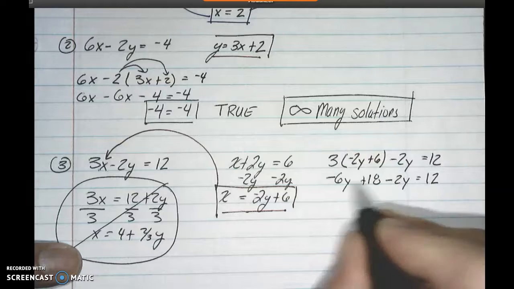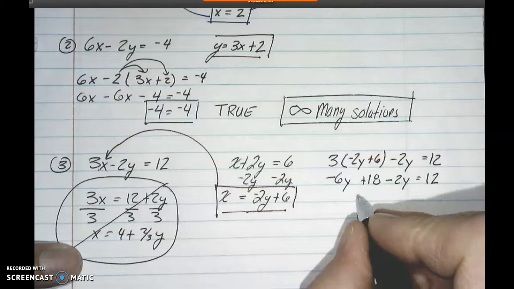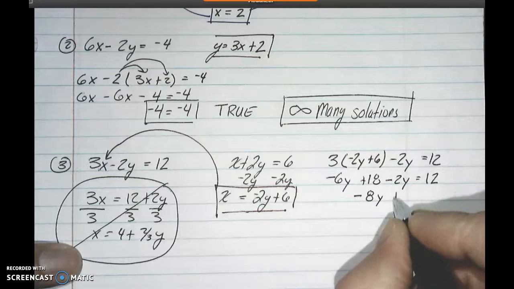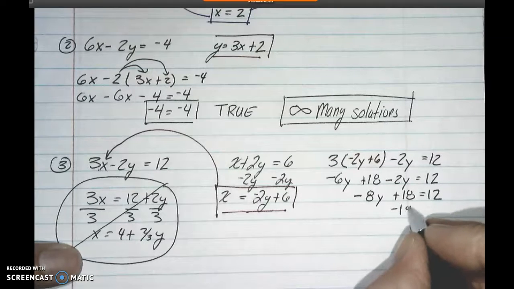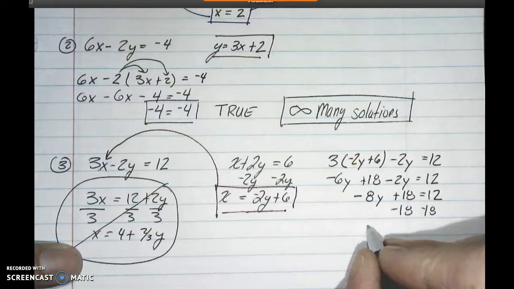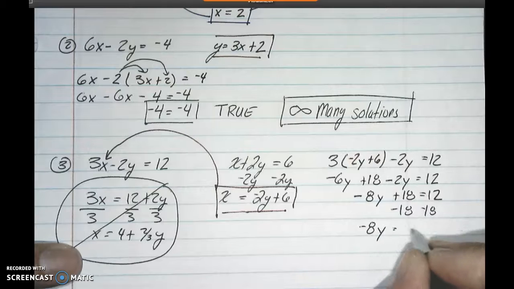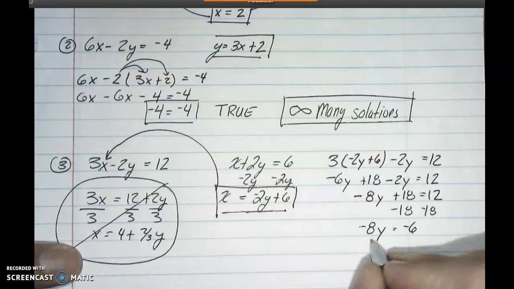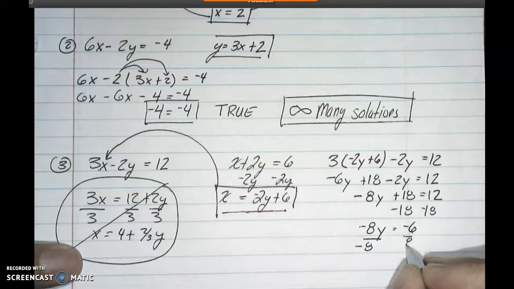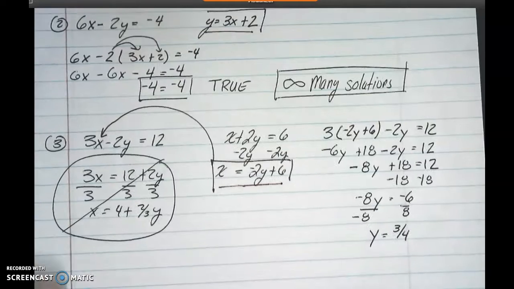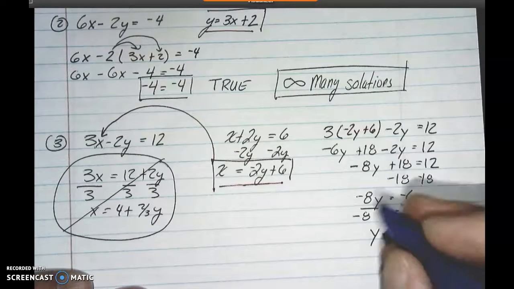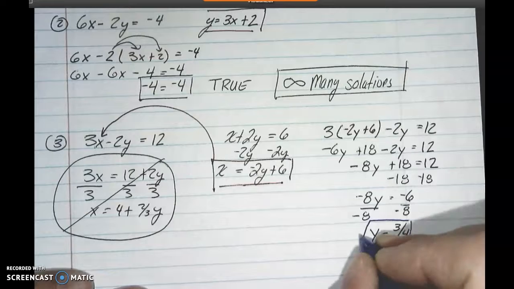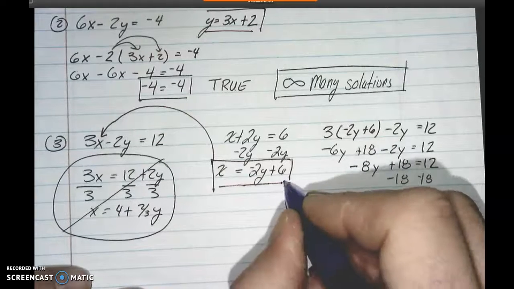So I'm going to add those two together. So that gives me negative 8y plus 18 is equal to 12. I'm going to subtract my 18. And divide by negative 8. Then we're going to take this value, what y equals, and we're going to input it into that.